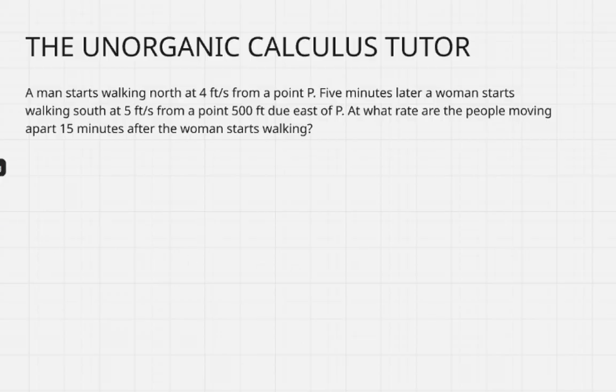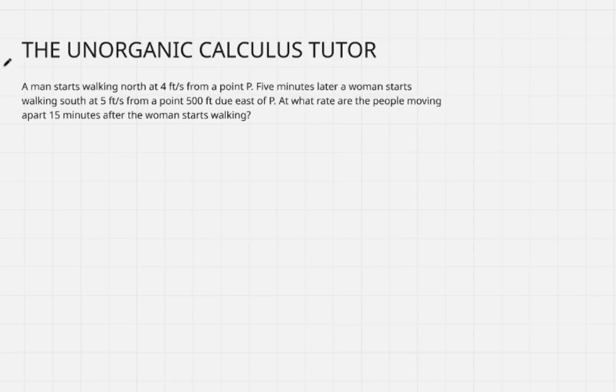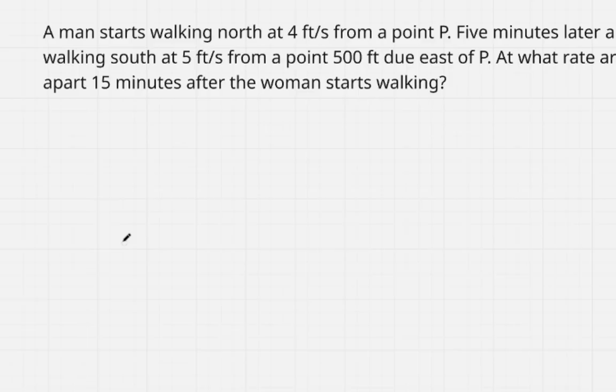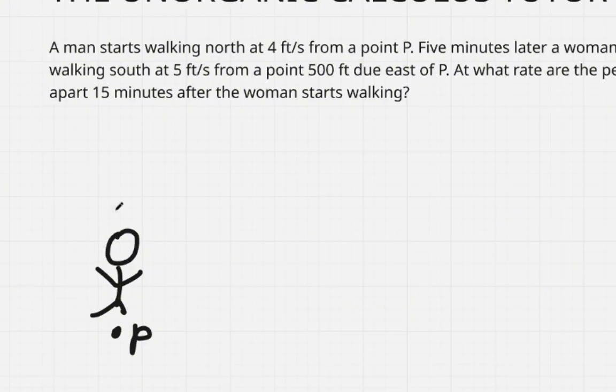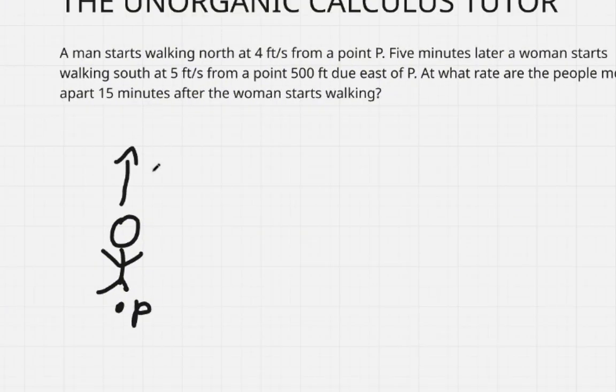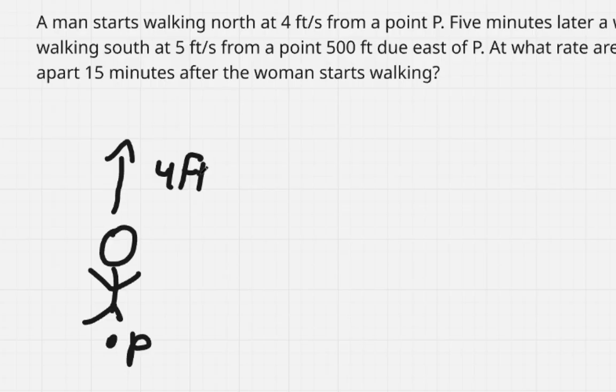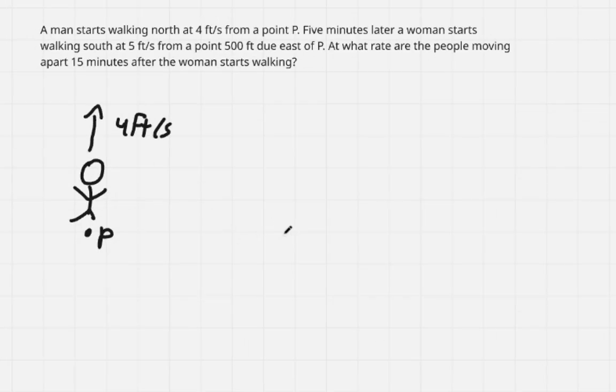So first, let's draw what this looks like. So we have a man at a point P, and he's walking north at 4 feet per second. And over here we have a point 500 feet due east of P. So let me make sure I get this right.